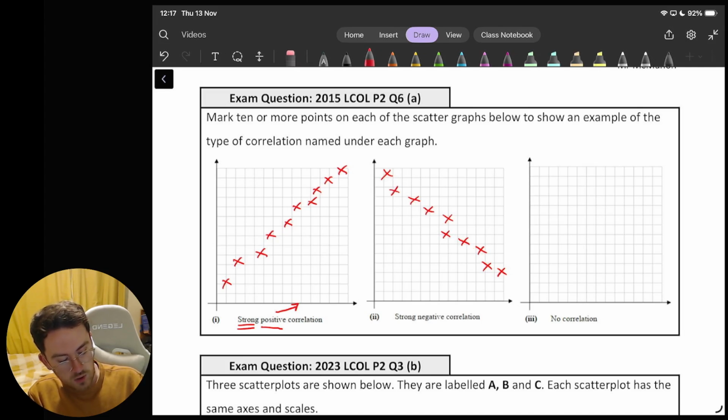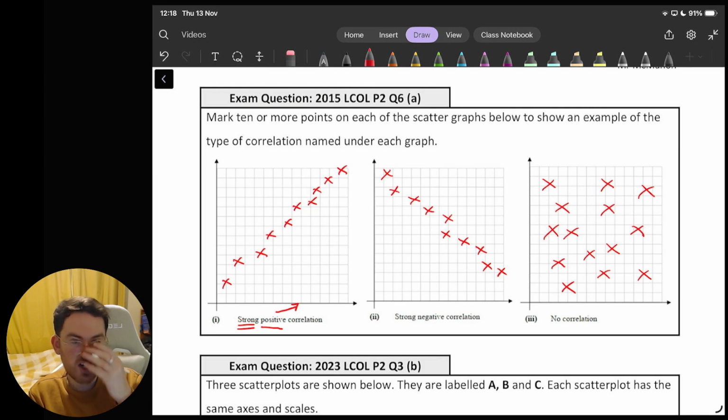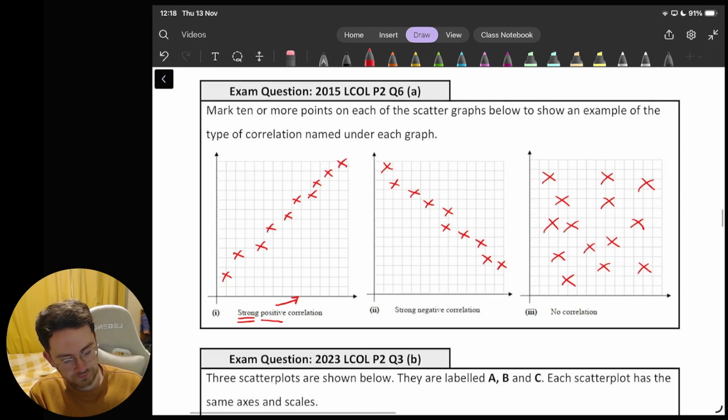Last one then, no correlation. Well, no correlation should mean that my points do not follow any sort of clear pattern, that they're not moving upwards in any real kind of measure here. These points are all over the place. You've multiple points nearly on top of each other. There's no sense that it's increasing or decreasing.